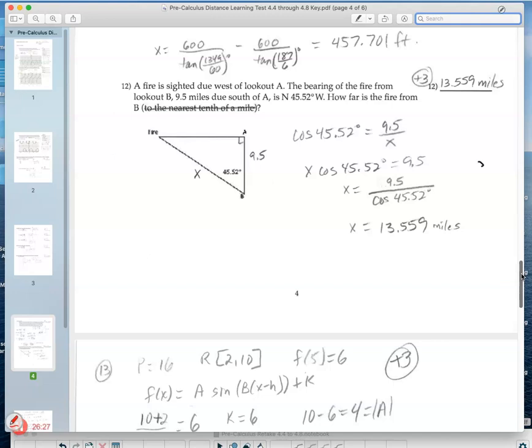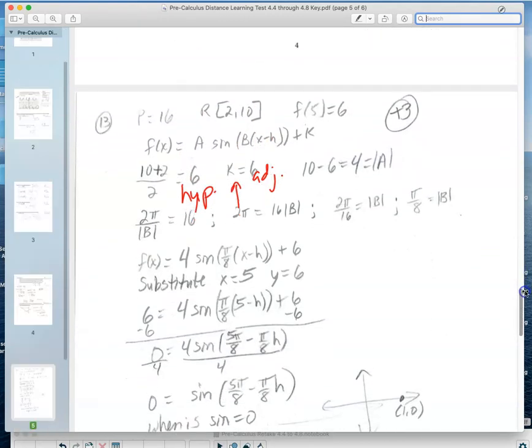So you're supposed to look at this angle and say, okay, this is adjacent and this is hypotenuse, SOHCAHTOA. That's going to be cosine. So the cosine of 45.52 degrees equals 9.5 over x, and then you'd multiply both sides by x and divide both sides by the cosine of 45.52 degrees. Again, don't skip steps. The algebra here is part of how you get the points for this problem. You cannot skip steps. Now, the very last problem that we added on here.